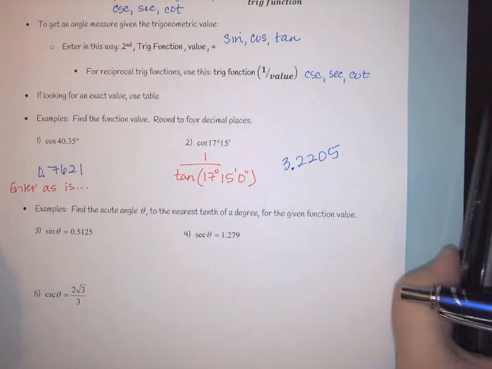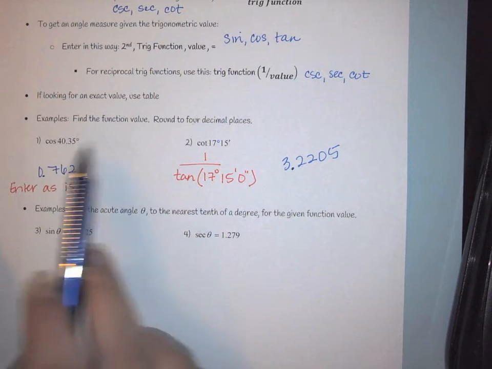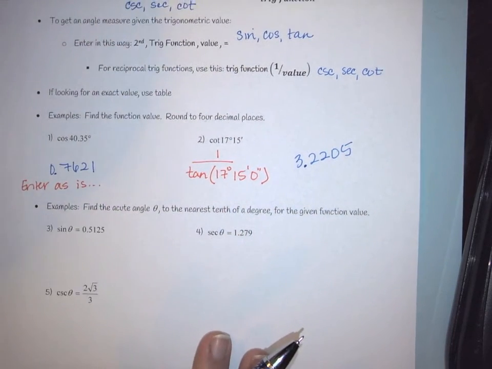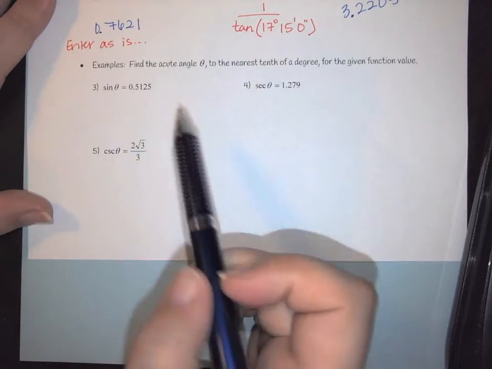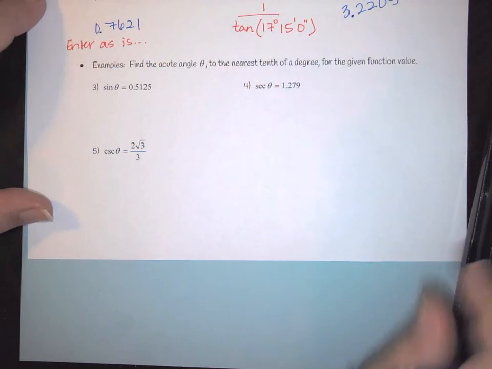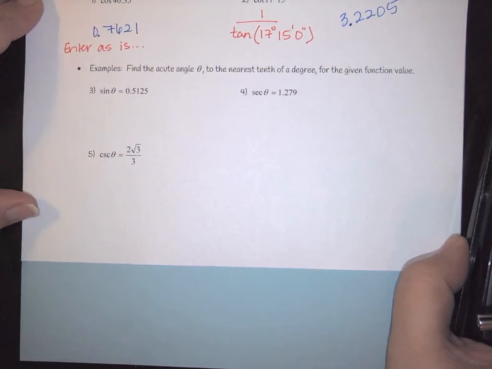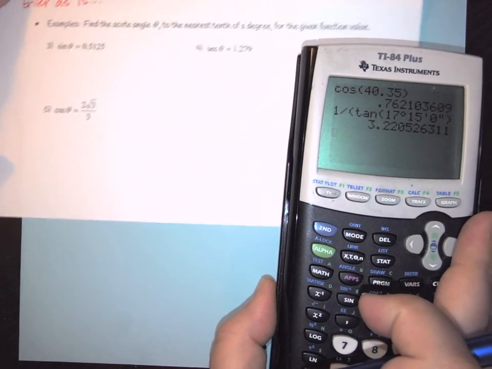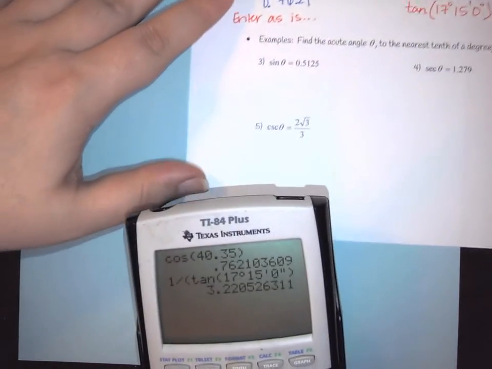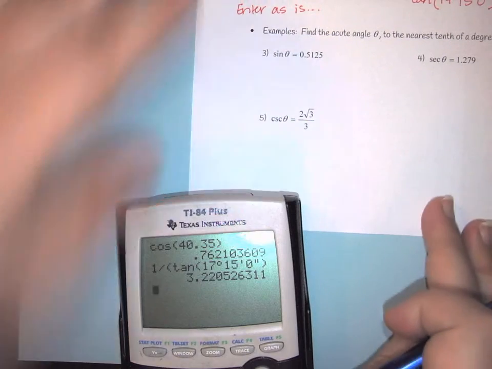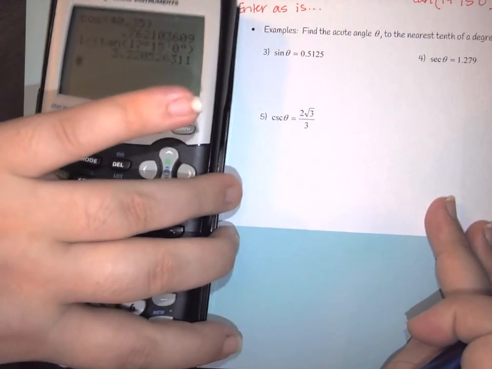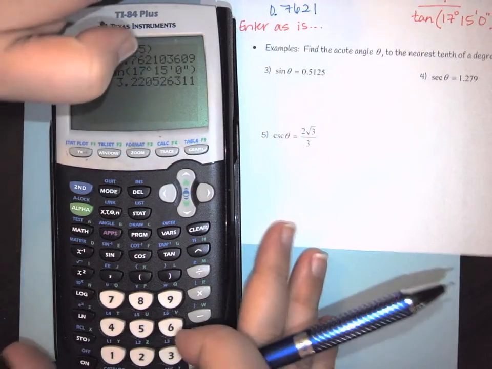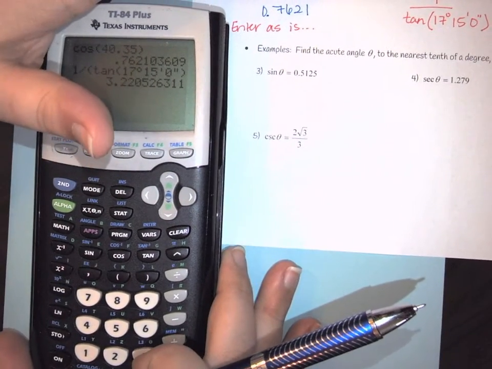Now both of these were examples where I gave you the degree measure and we wanted the value. What happens when I give you the value and what I want is the degree measure? So we're going to look at these here. Okay. So here you can still see the calculator.